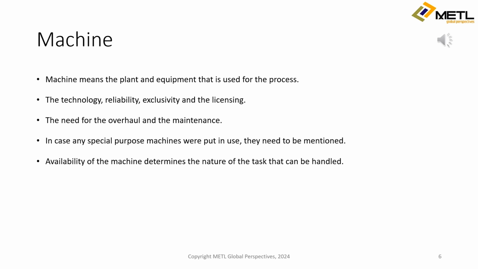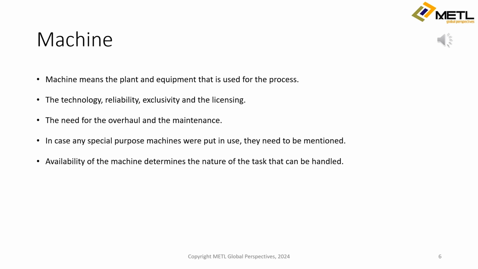Machine. Machine means the plant and equipment that is used for the processes. The technology, reliability, exclusivity, and the licensing. Also the inherent complexity in the machines. Maybe there are very few such machines in the world, and therefore the organization considers these as great assets to have. The need for the overhaul and the maintenance, in case any special purpose machines were put to use, they need to be mentioned.